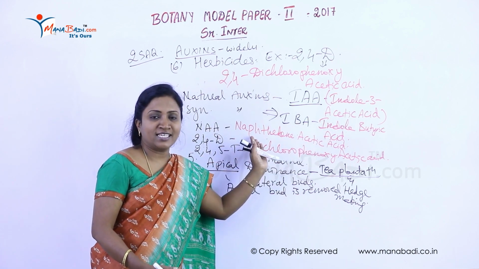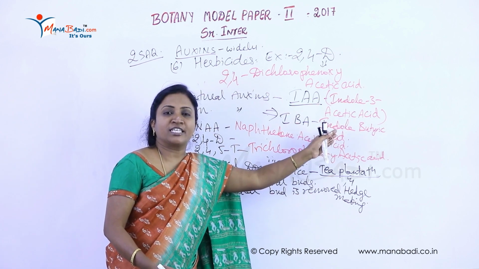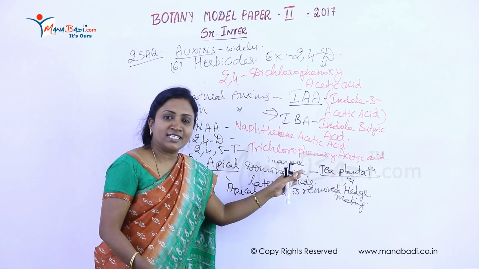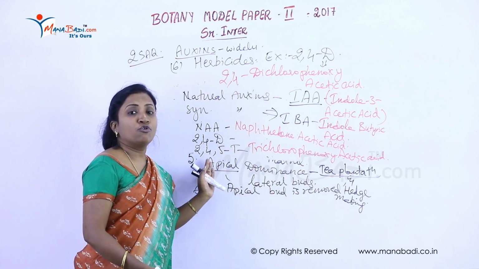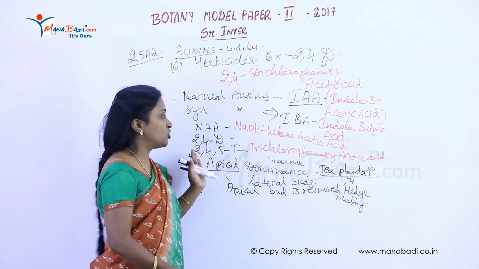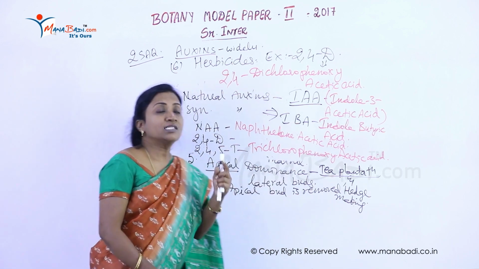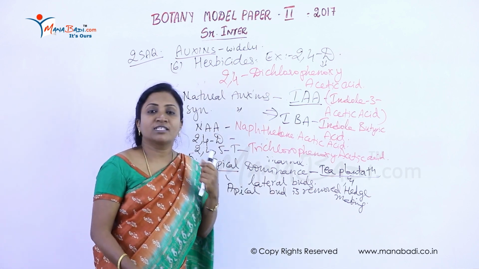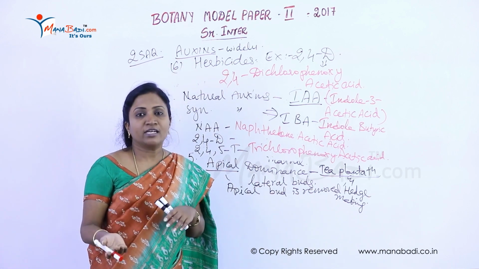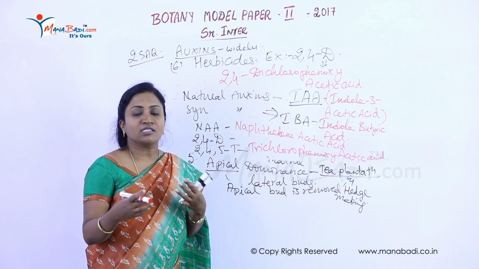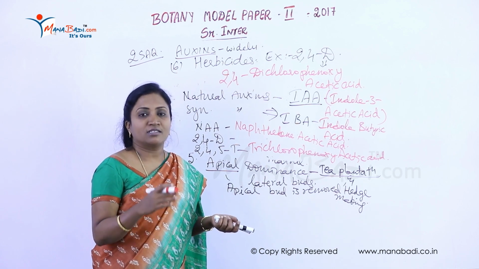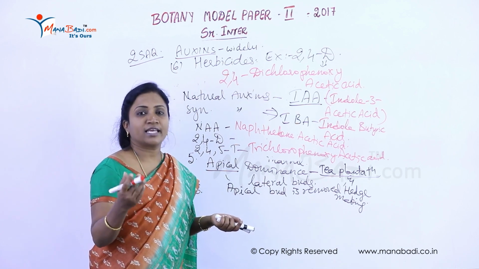Naphthalene acetic acid, NAA; indole butyric acid, IBA; 2,4-dichlorophenoxyacetic acid, 2,4-D; and 2,4,5-trichlorophenoxyacetic acid, 2,4,5-T. So we have come to the end of discussing the agricultural and horticultural applications of auxins. That finishes the discussion of the second question.